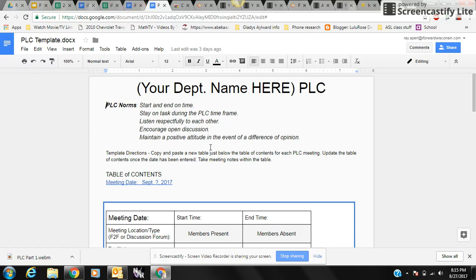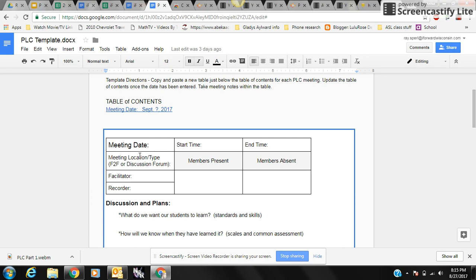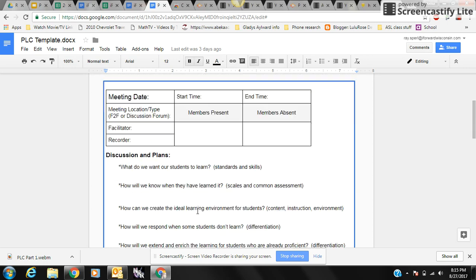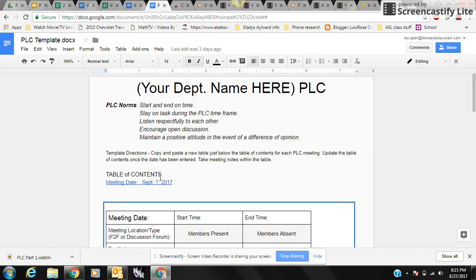Oh, I'm sorry. One more thing. There will be a PLC template that the facilitators will fill in. So the norms will go in this document, and then you'll have meeting dates. You'll do this both for face-to-face and discussion forums, the facilitator and recorder who participated, and then just some guiding questions if you want to include any information here from the meeting. That's just a template for recording your meeting time. So this will be developing, and we may add or subtract to it, etc.